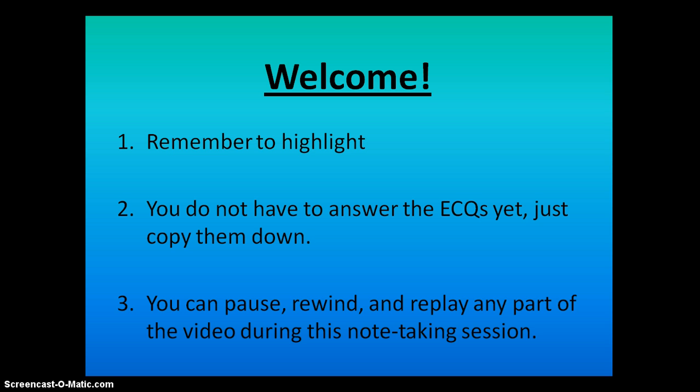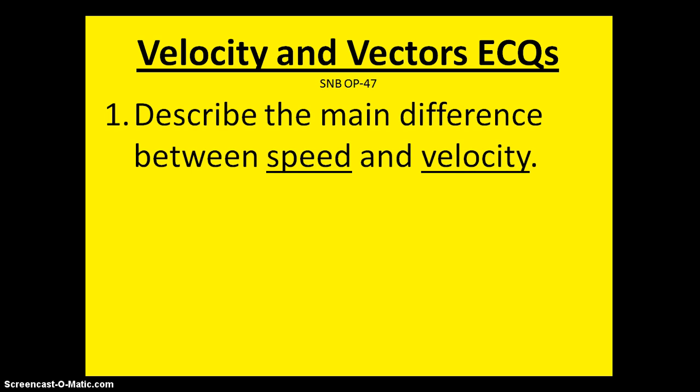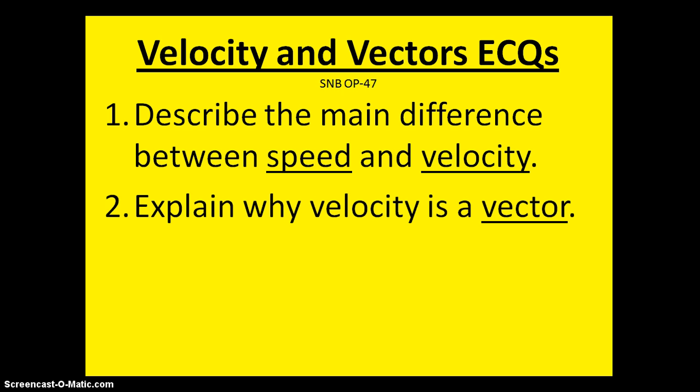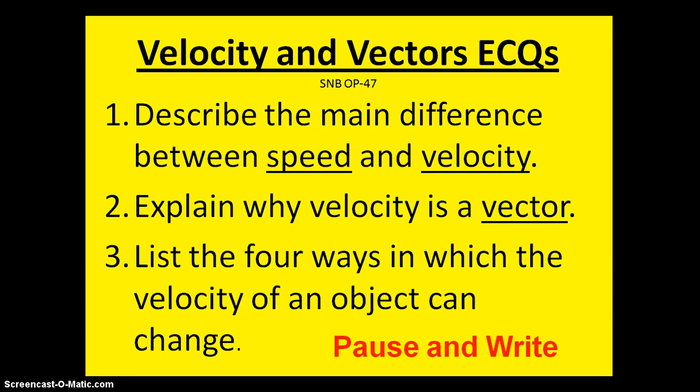Alright, let's begin. Title OP47 of your science notebook, Velocity and Vectors ECQs. We have 3 ECQ questions, and remember to leave space between each question. Number 1, describe the main difference between speed and velocity. Number 2, explain why velocity is a vector. And number 3, list the 4 ways in which the velocity of an object can change. Pause and write if you need to.